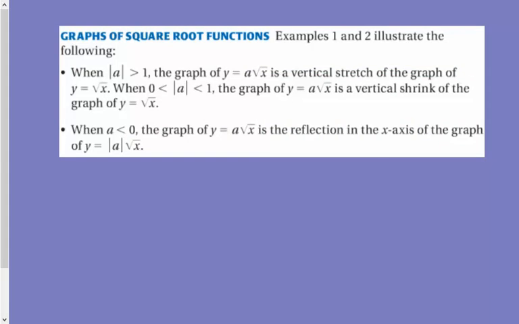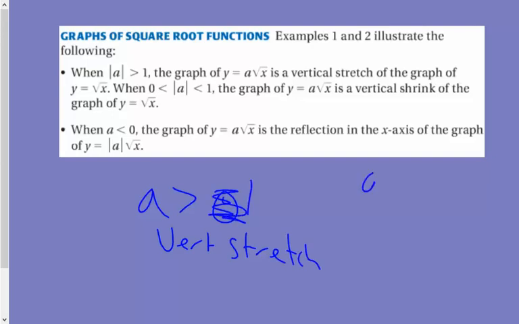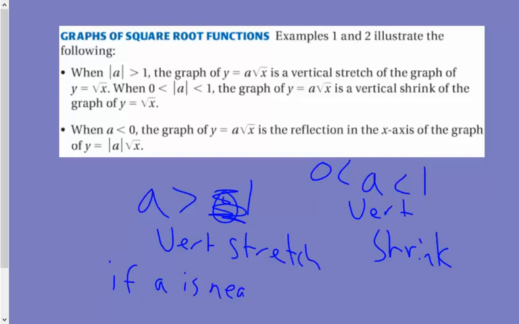This is just a summary of what I just talked about. If a is greater than 1, it's a vertical stretch. If a is between 0 and 1, it's going to be a vertical shrink. And if a is negative, then we have a reflection. So all this should be reviewed, just applying it to a new function.